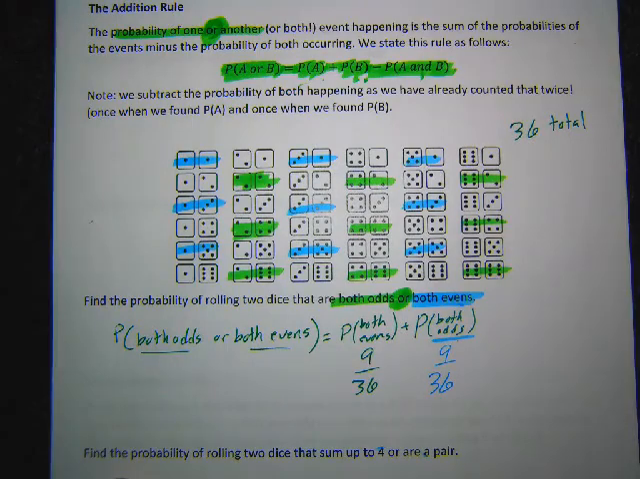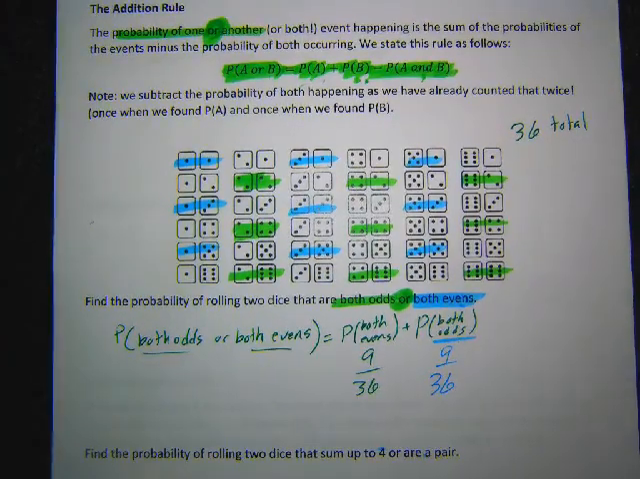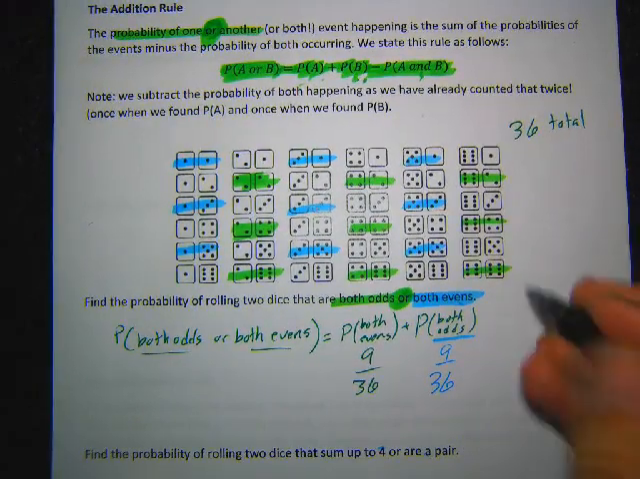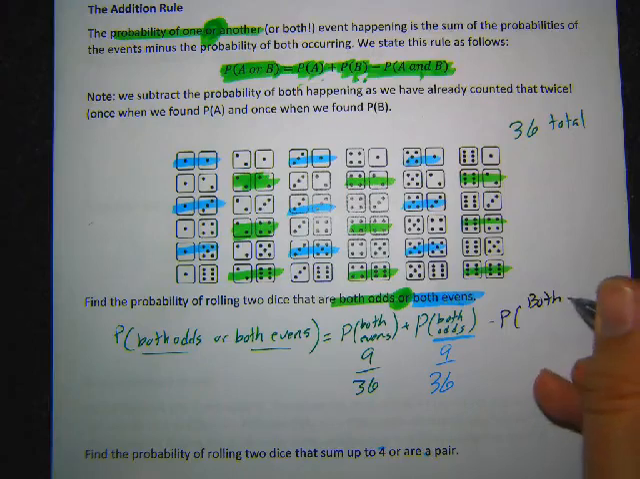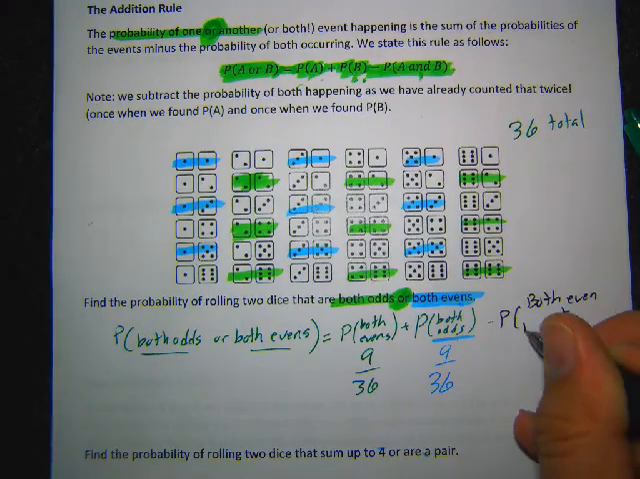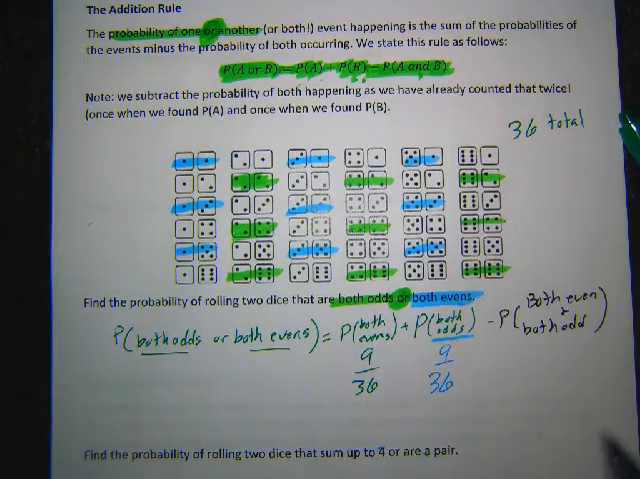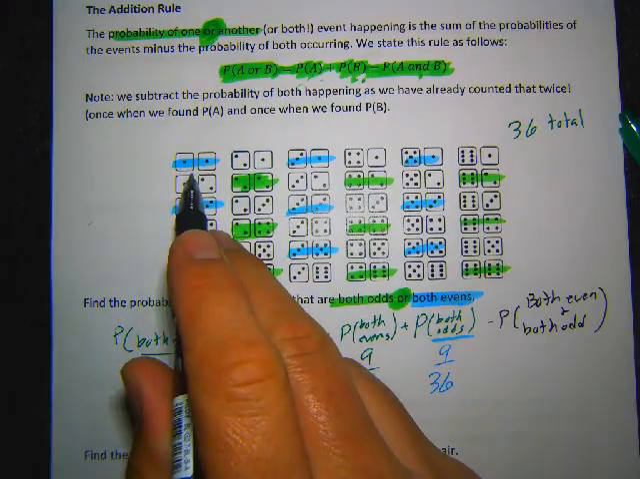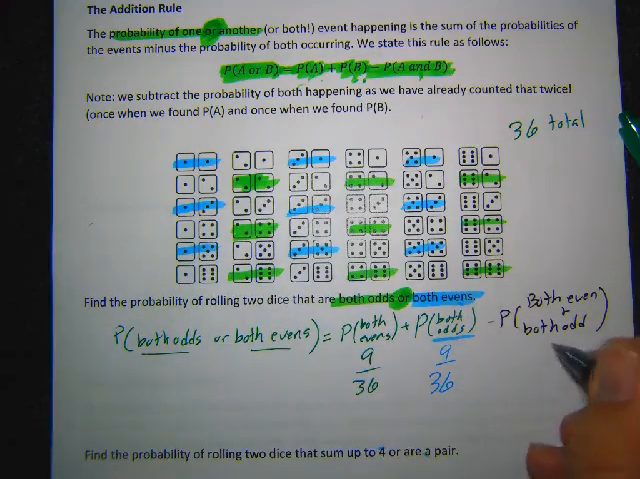Now, I always subtract overlap, but in this case, you'll notice that there is no overlap. So when I subtract to find the probability of being both even and both odd, there's nothing that fits that set. If you're both odd, like 1, 1, you can't be even. If you're both even, 2, 2, you can't be odd. So this is nothing out of the 36.